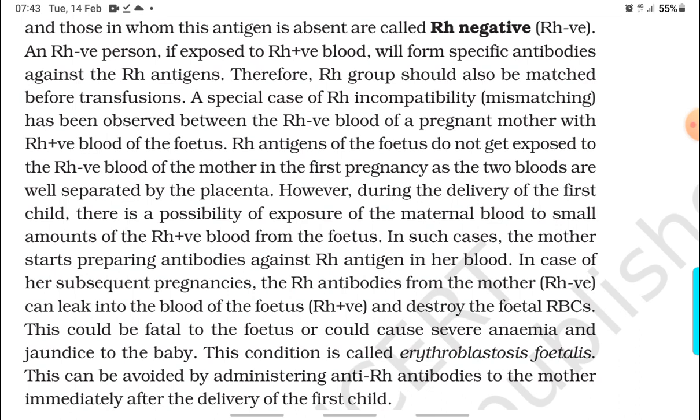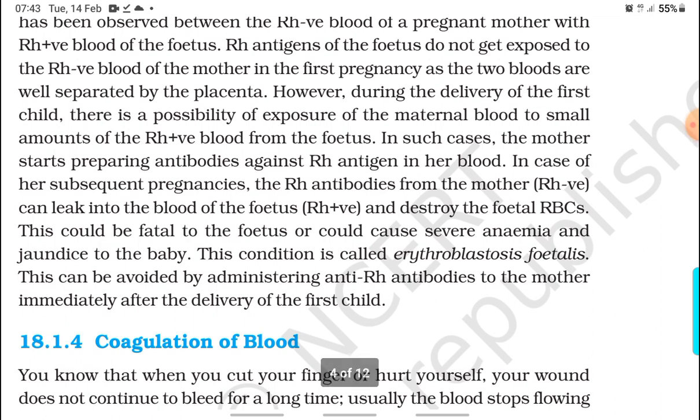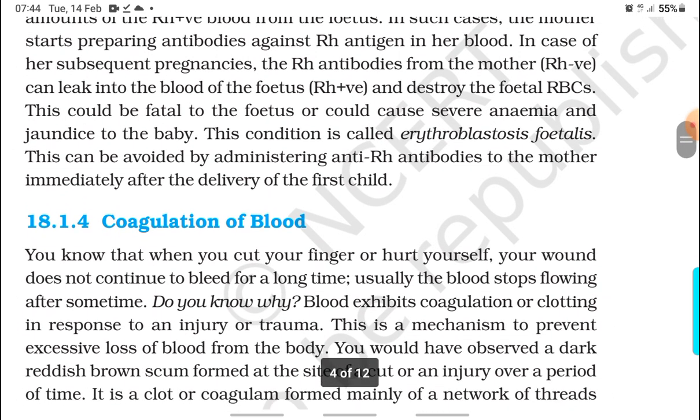A special case of Rh incompatibility has been observed between the Rh negative blood of a pregnant mother and the Rh positive blood of the fetus. Rh antigens of the fetus do not get exposed to the Rh negative blood of the mother in the first pregnancy, as the two bloods are well separated by the placenta. However, during the delivery of the first child, there is a possibility of exposure of maternal blood to a small amount of the Rh positive blood of the fetus. In such cases, the mother starts preparing antibodies against Rh antigens in her blood.